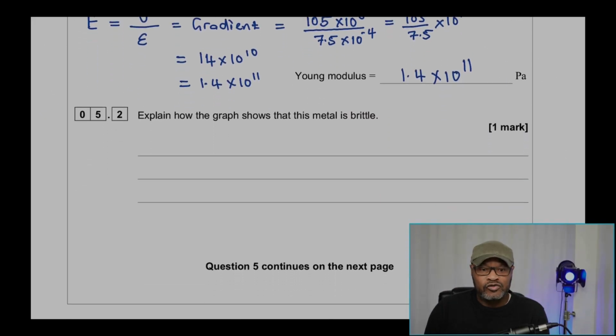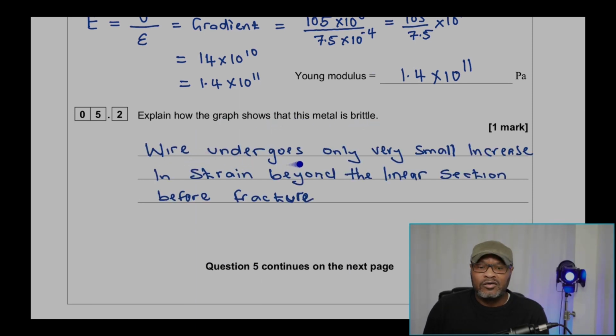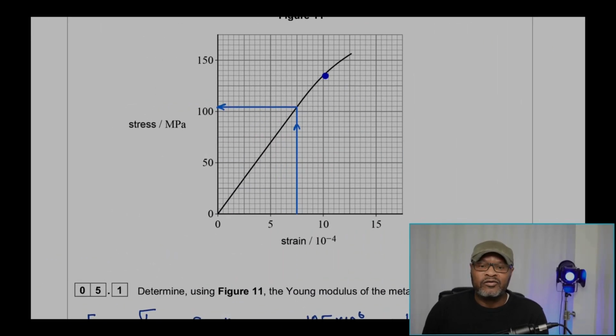Question 5.2, explain how the graph shows that this metal is brittle. We can see that the wire undergoes only a very small increase in strain beyond the linear section before it fractures. It's only a very small increase in strain before it fractured.